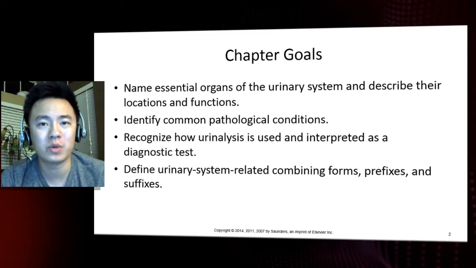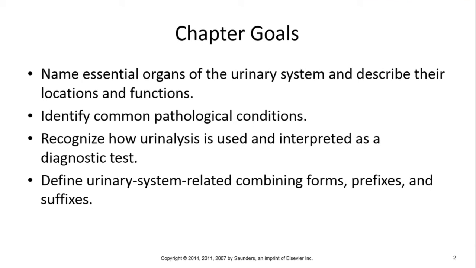Here are the goals that we hope to accomplish by the end of this chapter. Name essential organs of the urinary system and describe their locations and functions. Identify common pathological conditions, recognize how urinalysis is used and interpreted as a diagnostic test, and define urinary system related combining forms, prefixes, and suffixes.